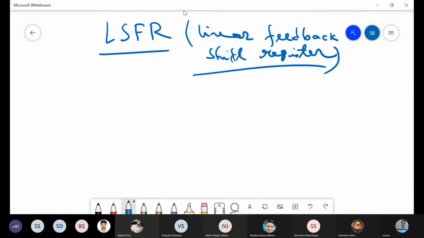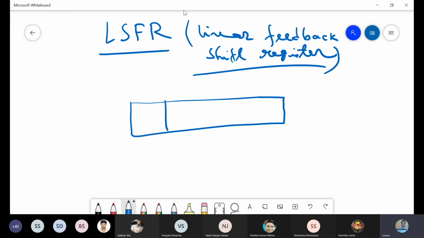Have you heard of LFSR? It's a register basically. Register, you heard? Computer register. Flip-flops, you heard, right? Say I talk about a 4-bit LFSR. It is basically four flip-flops. There is a clocking business, so every pulse it can change. It can store a value basically.